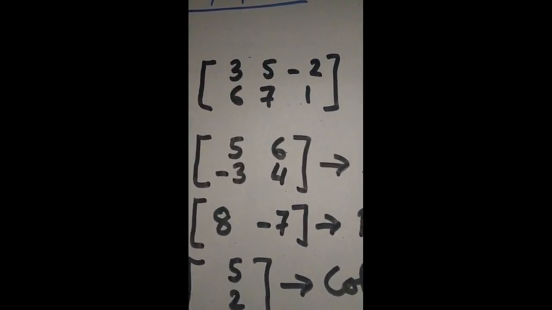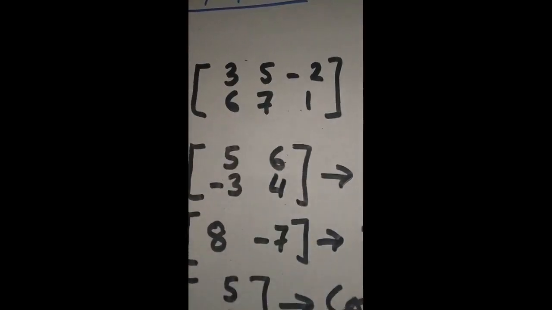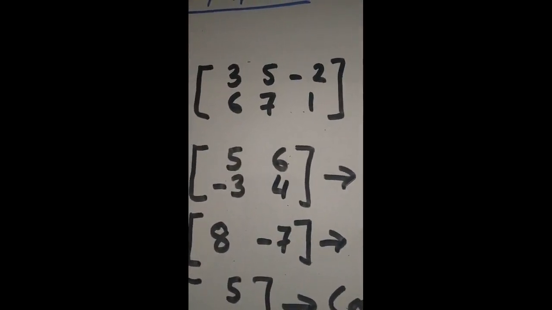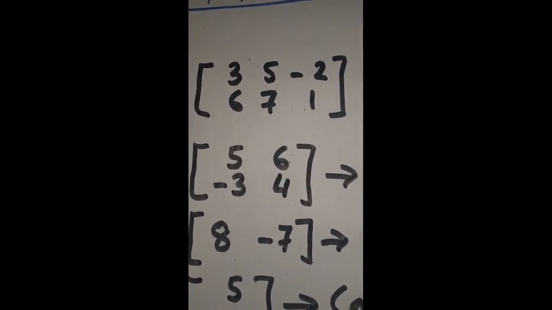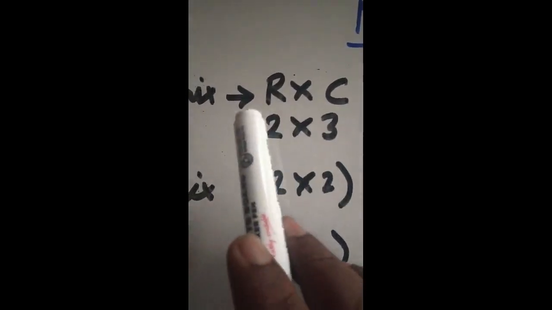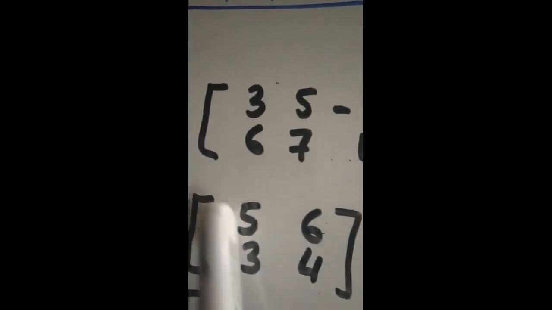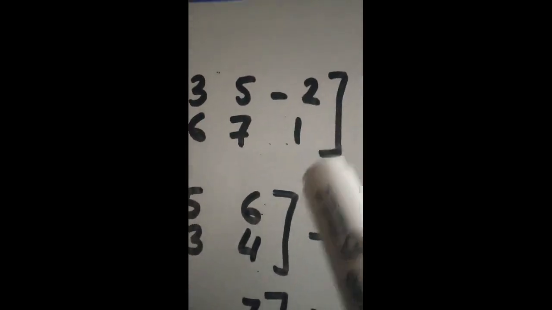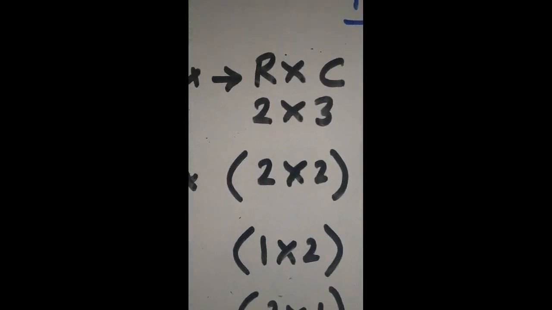Now there are different types of matrix. Like here, the number of rows and columns are not the same, so it is a rectangular matrix. Another important thing to know here is about the order of a matrix. Order of a matrix is always written as rows into columns. If we look at this matrix, there are two rows and three columns. So the order of this one becomes 2 into 3.